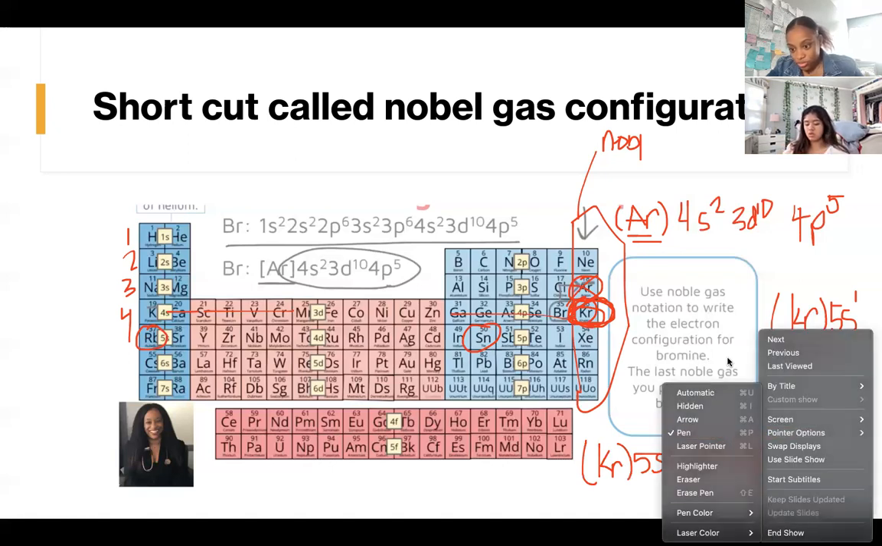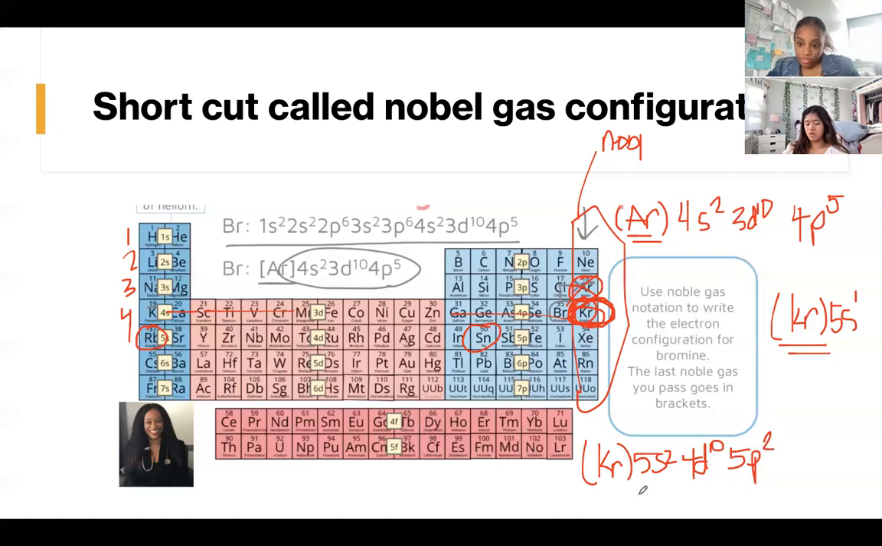and then 5p2. Okay. So it's just the last three? I don't want to say it's the last three, because you're not always going to get the last three. If you had rubidium, that would be just the last one. Oh, okay. Rubidium would be this one. Oh, I get it.